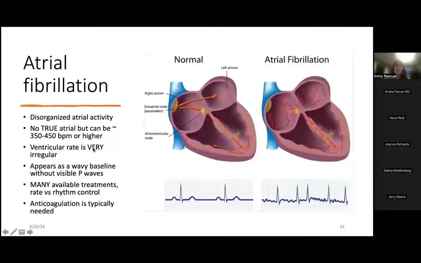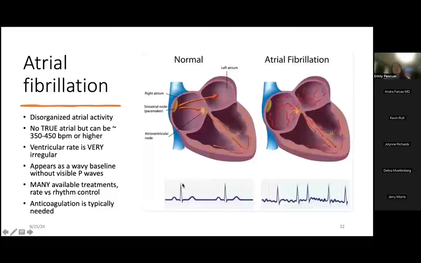So AFib is different than flutter in the sense that it's disorganized. The atria are still beating really rapidly, and the atrial rate is much faster actually than flutter. It's around 350 to 450 beats per minute or even higher than that. And the ventricular rate is much more irregular. So you'll see this wavy baseline, sort of this coarse isoelectric baseline without any visible P waves.